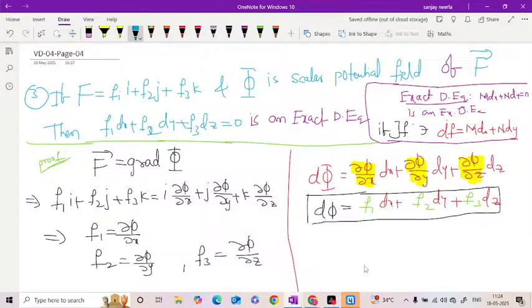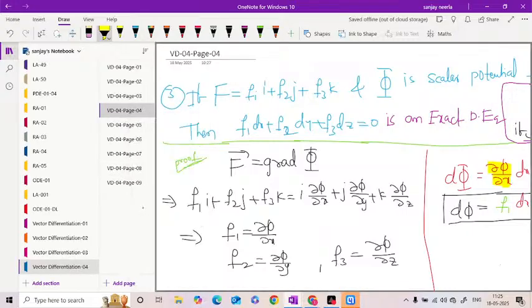Okay, so now come to the third property. So f is the vector point function and pi is the scalar potential field of f. Then definitely f1 dx plus f2 dy plus f3 dz must be which type of differential equation? This is the exact differential equation. According to the ordinary differential equation, if M dx plus N dy is 0 and it is an exact differential equation, definitely there exists a function f. The whole differential equation we write as df is equal to M dx plus N dy. Similarly here, the whole differential equation we write as d pi, d pi is equal to f1 dx plus f2 dy plus f3 dz. So this differential equation must be an exact differential equation. Am I clear? Okay. Now come to the next one, the fourth property.